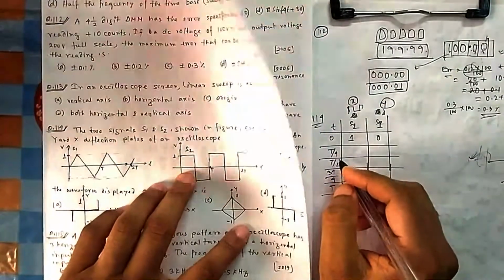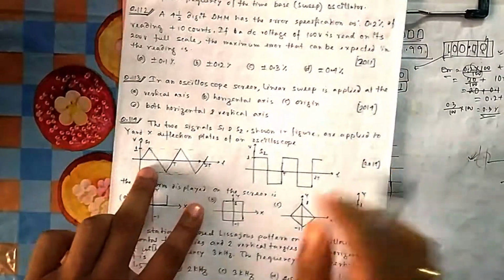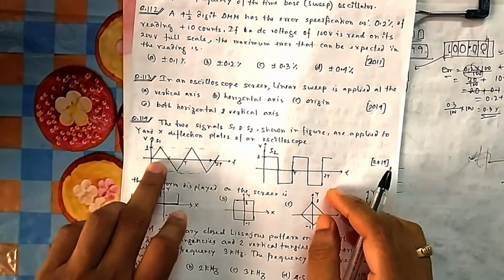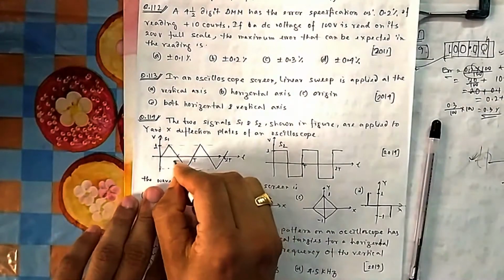Now next, T is equal to 1 by 4. So this is T, this is half, T by 2, this is T by 4. So T by 4 here is 1. You can see which one is T by 4. Let me mark it. This is T by 2.